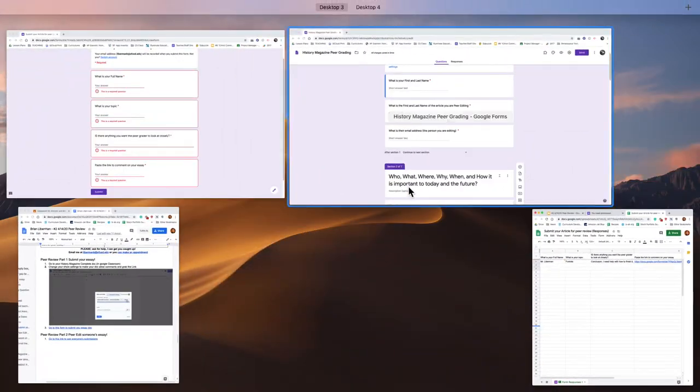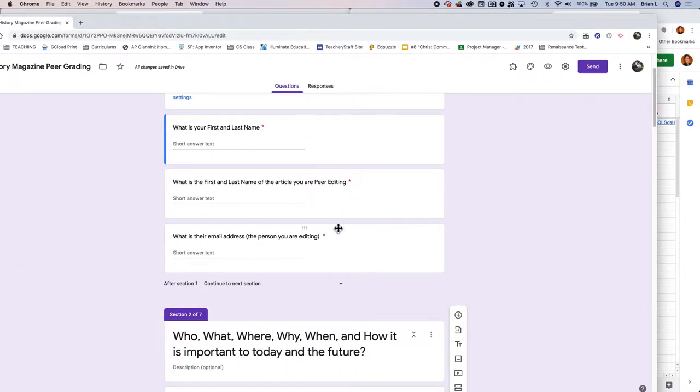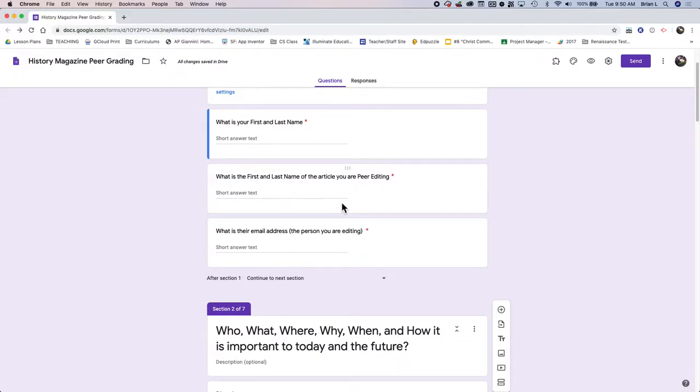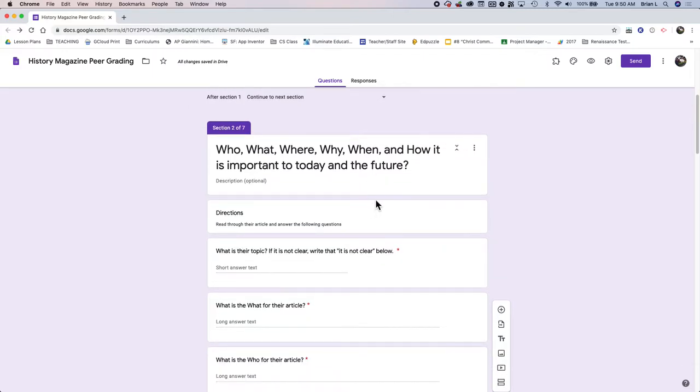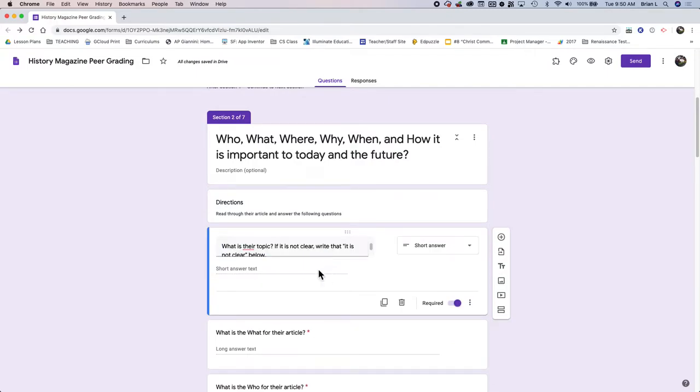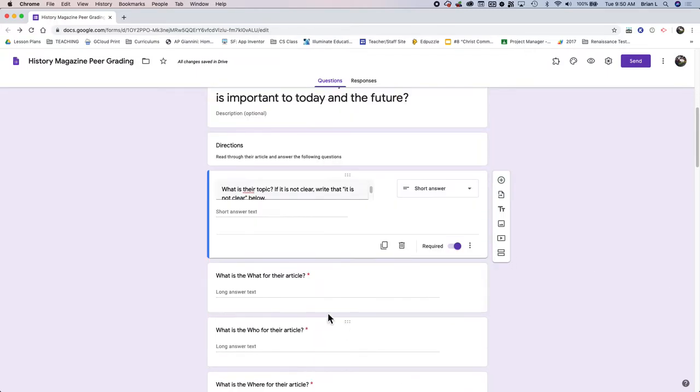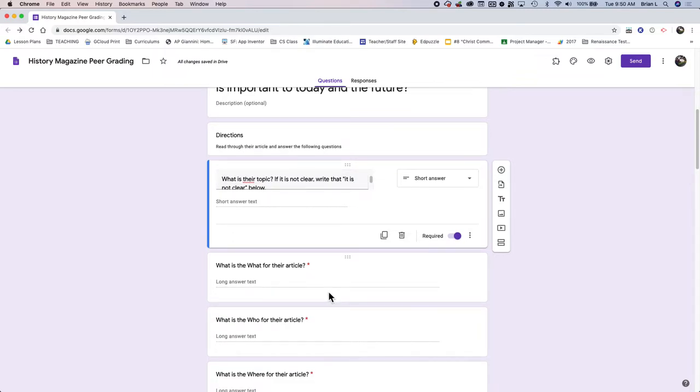If we keep going here, you're going to first start off answering who, what, when, where, why, and how is it important to today? Why would you answer those questions? It's because you need to answer all these things about your topic. So what is their topic? Answer the question. What is the what for their article? So did they explain what it is?